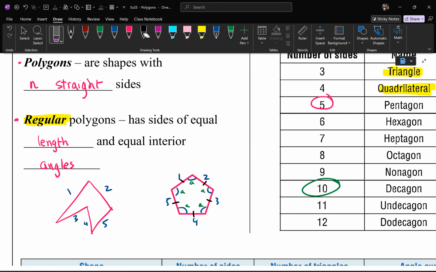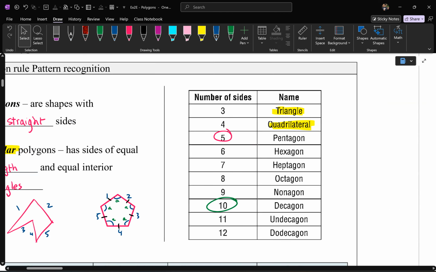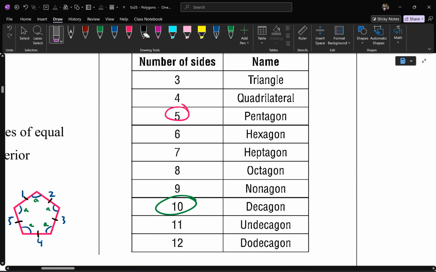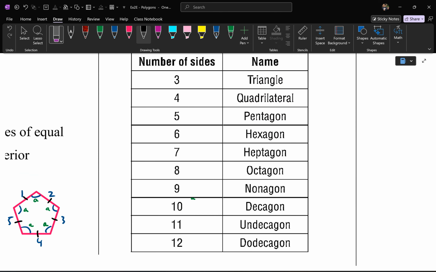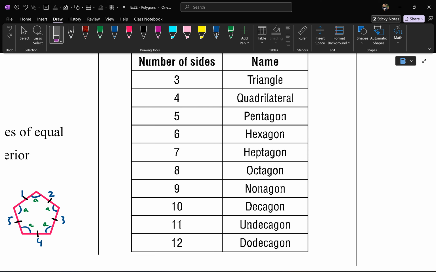All right, so that's the difference between a normal polygon and a regular polygon. So when they say regular, make sure all sides are the same and all angles are the same. Now this table here is just to help you remember the names. You've got 3, 4, 5, 6, 7, 8, 9, 10, 11, 12. That's all you really need to remember. If there's anything beyond that, Google it. These are the main ones that we use. We don't actually use much more than that.